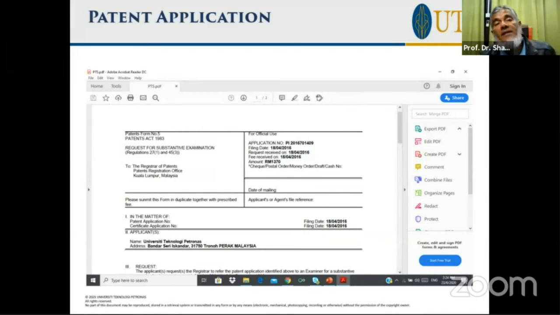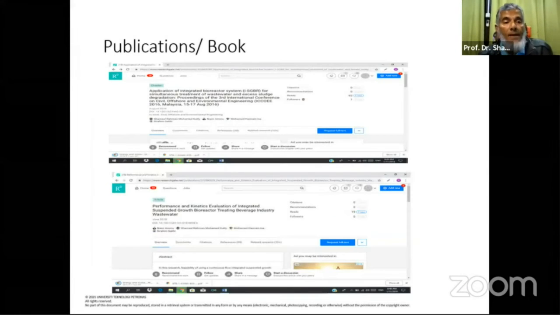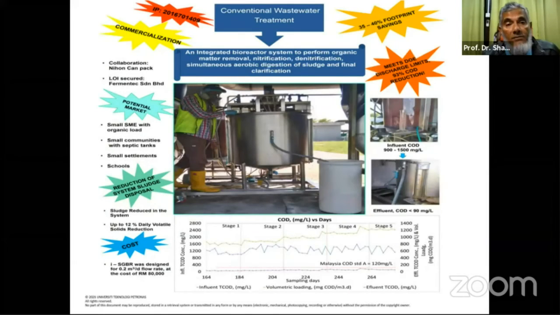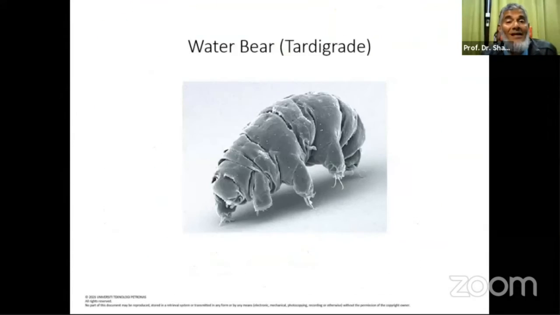A patent has already been applied for. I've already applied for a patent for this particular product. There are publications done by my student on this ISGBR. This is just a summary of the product, my poster, which consists of everything I have told you before.